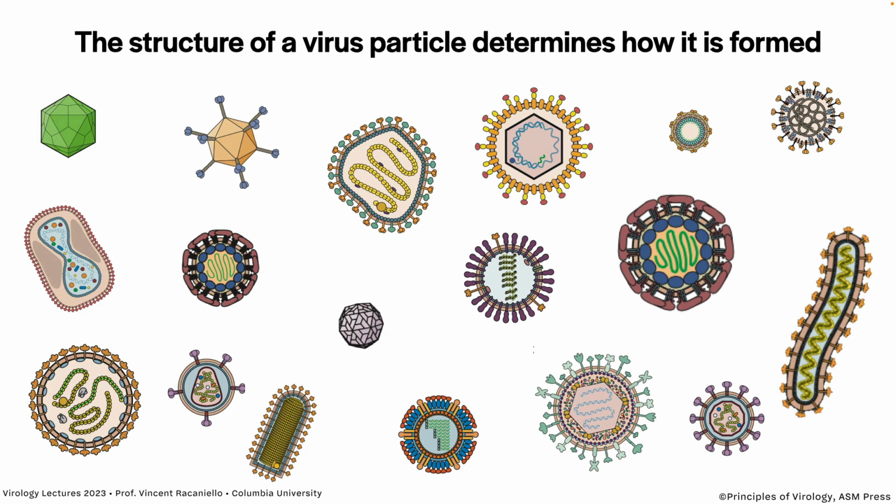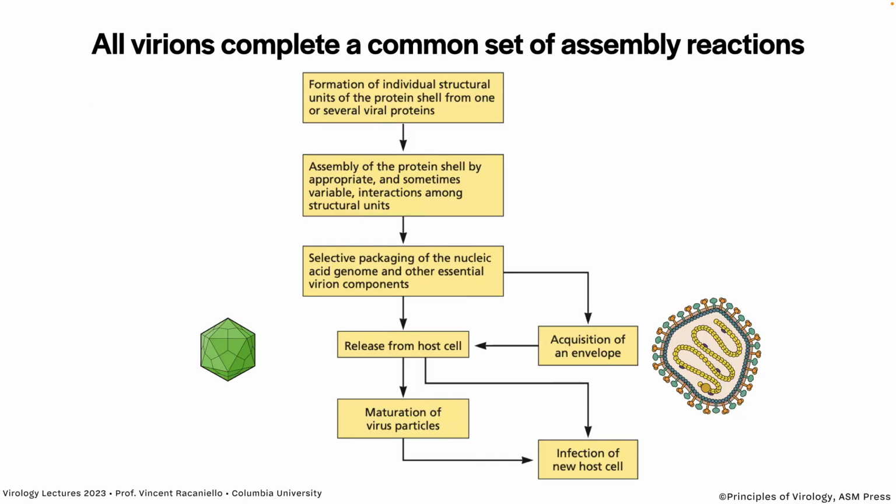Virus particles come in three different general types: icosahedral, with or without an envelope, enveloped helical, and complex. Today you'll be able to look at how each of these varied virus particles are built. All virus particles undergo a common set of assembly reactions.